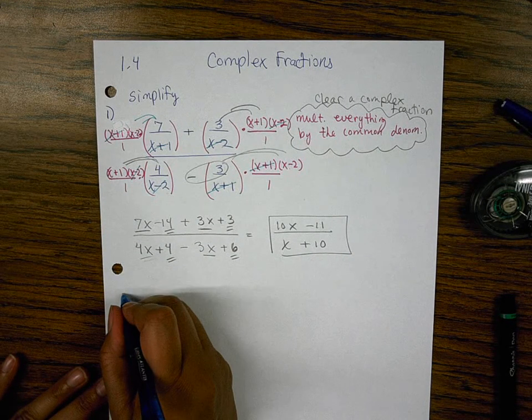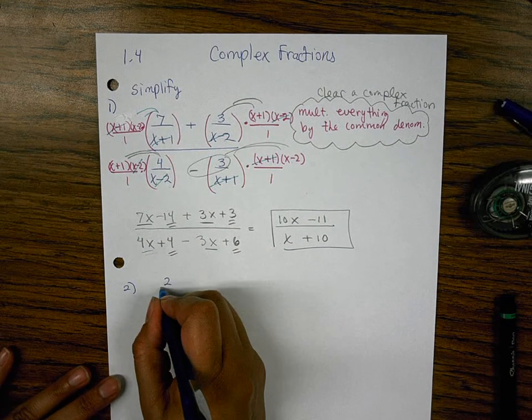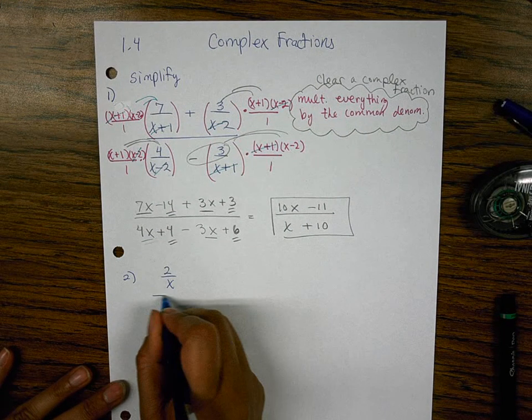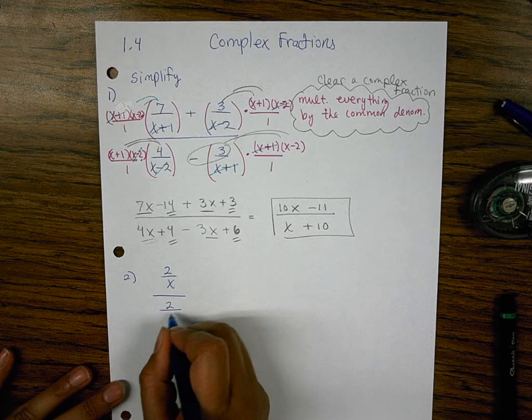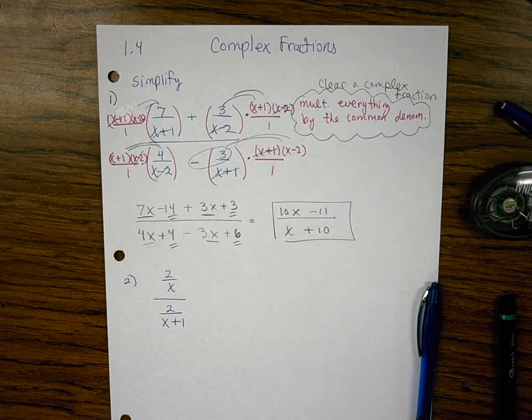All right, number 2. Number 2 is 2 over x all over 2 over x plus 1. All right, go ahead and write that problem down.